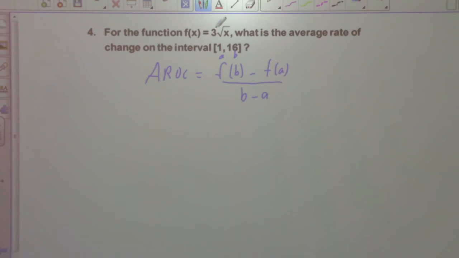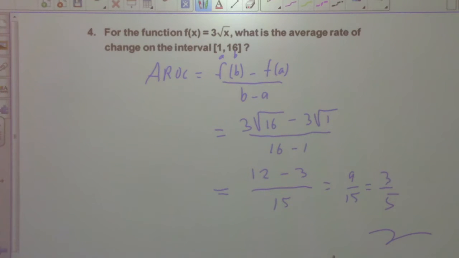So if we plug in 16 for b, it's going to be equal to 3 times square root of 16, minus 3 times square root of 1, over 16 minus 1. And so here, 3 times square root of 16, that's going to be 12, and 3 times square root of 1 is 3, so 12 minus 3 is 9 over 15, so we're going to get 9 fifteenths, which equals 3 fifths.